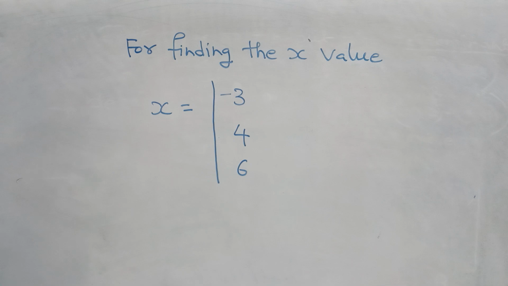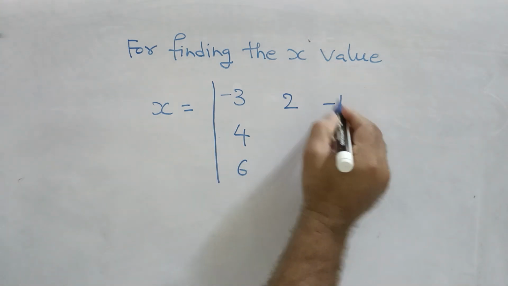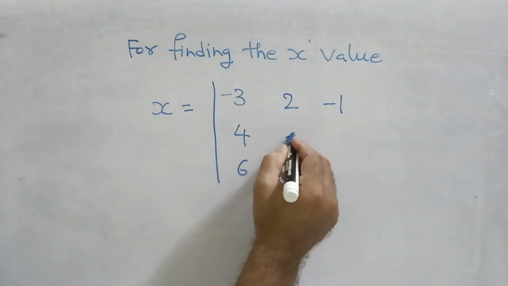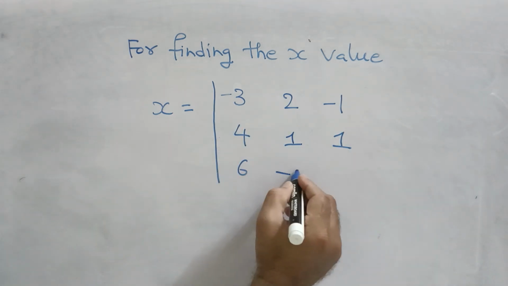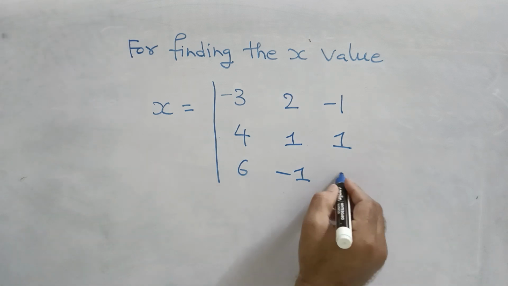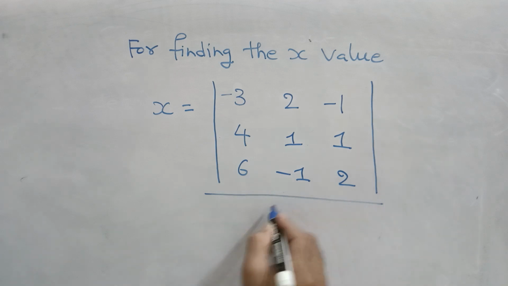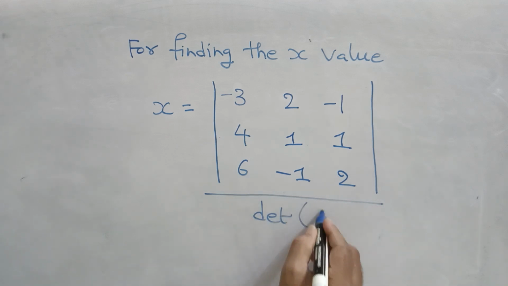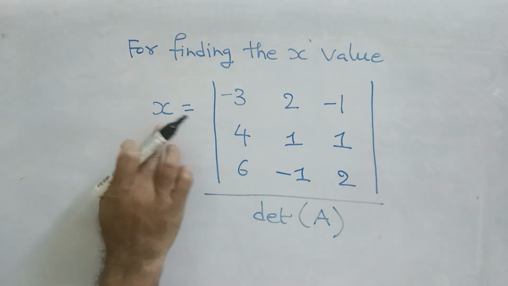What are the next ones actually? It is 2, 1, then minus 1, 1, and then minus 1, 2. Divided by determinant of A, that is the formula. Determinant of A, this is the formula to find out the value of x. So for finding the value of x, this is the formula.